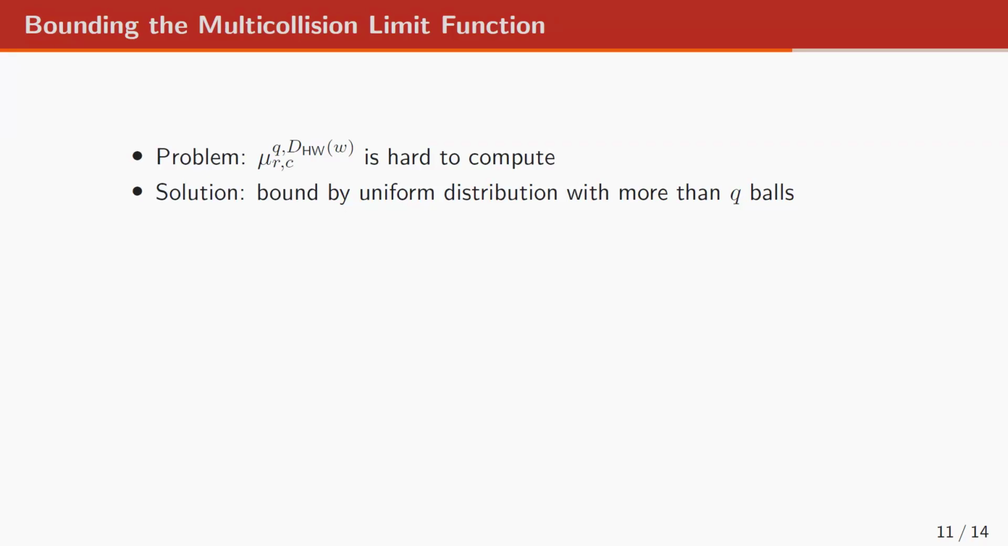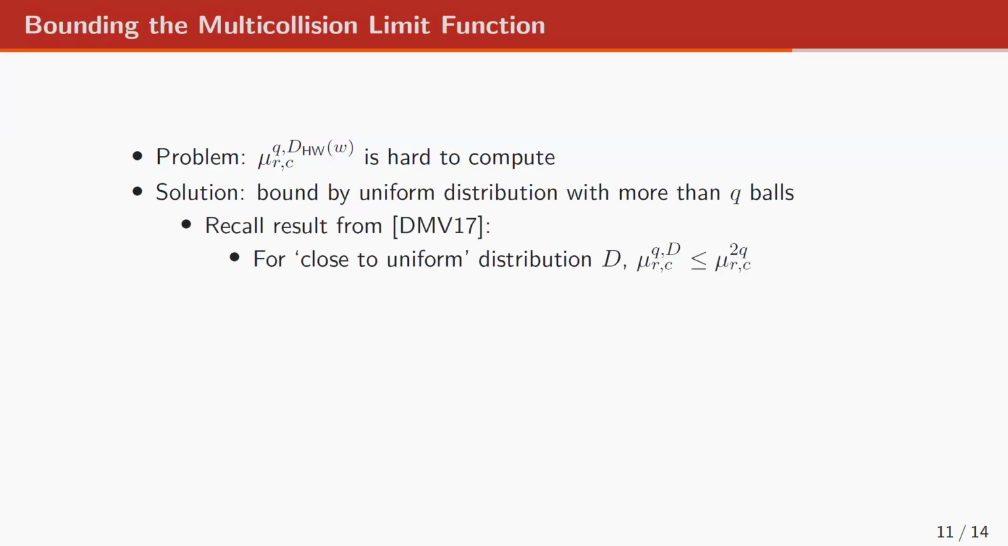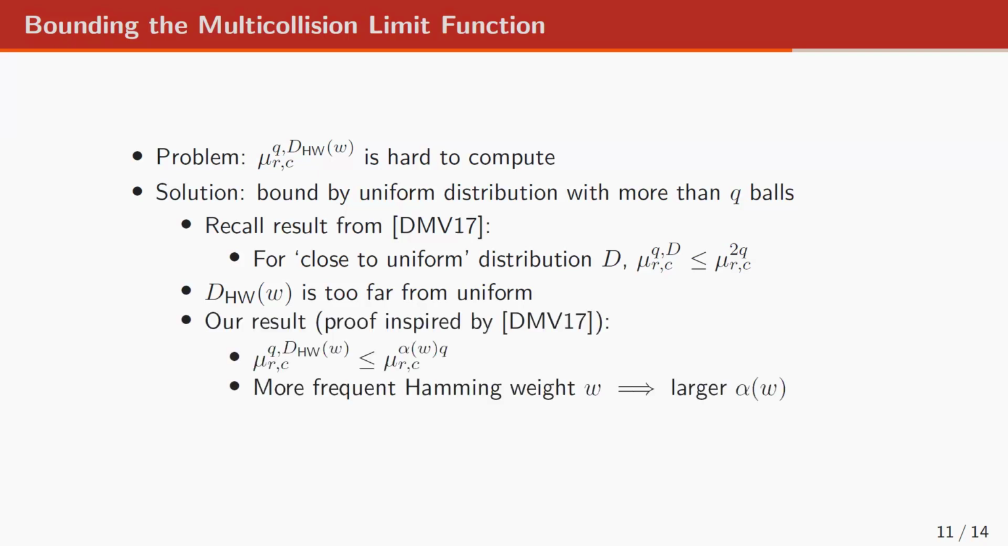So as you may recall, this is similar to what Daum et al. have shown. They show that for a close to uniform distribution D, 2Q balls were sufficient to do this bounding. But in our case, the distribution is too far from uniform. So we could not use this result directly, but instead we used the same proof strategy to arrive at a similar result. And that's that in our case, to bound the multi-collision limit function incorporating Hamming weight leakage, alpha_W Q balls were enough. And the proof to bound this alpha_W was quite involved. So I won't go into details in the presentation.